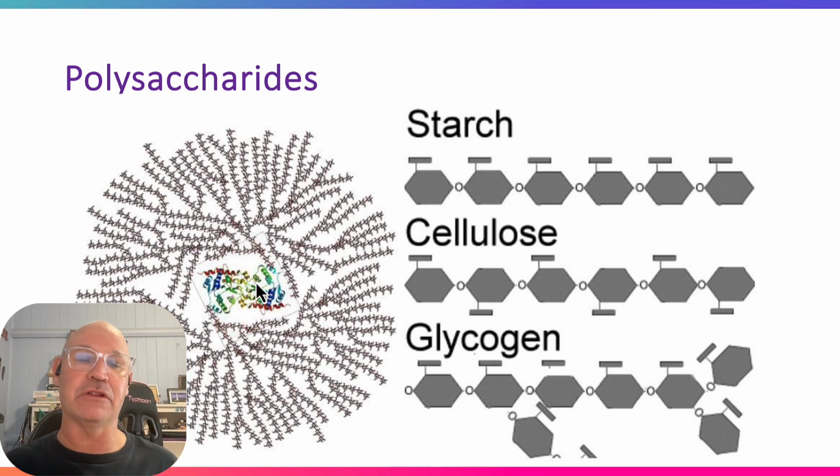Glycogen, this is an example of glycogen here. Animals store carbohydrate in the form of glycogen, and that's highly branched like this, so you can pack a lot of it into a small area. And then we've got cellulose, which is actually a structural carbohydrate in plants. It forms a large part of the cell wall.